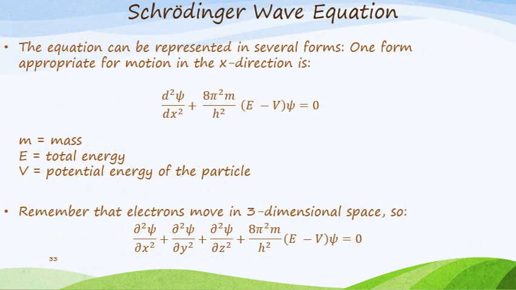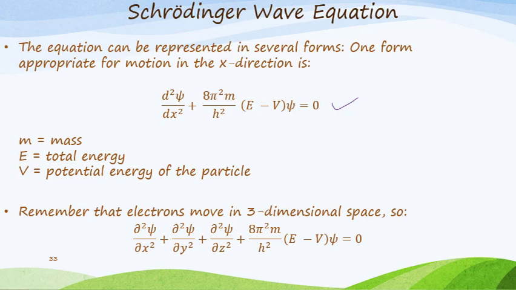The Schrödinger wave equation can be represented in several forms. One form that is quite appropriate for motion only in the x direction is given by this equation over here. You can see it's quite a complicated equation, and the key elements that you need to take from this is that m refers to the mass of the particle, E refers to the total energy, and V refers to the potential energy of the particle.